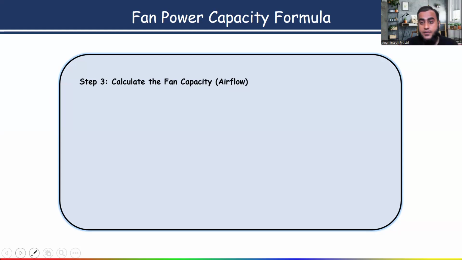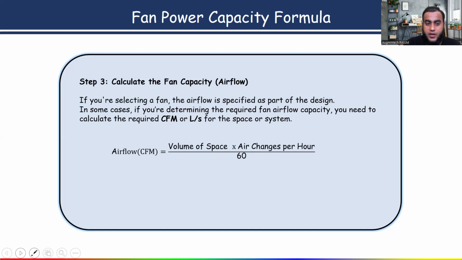So from where will you get this airflow capacity value? For that, the formula is given here. In some cases, if you are determining the required fan airflow capacity, you need to calculate the required CFM value for this space or system. The formula is simple: airflow in cubic feet per minute is equal to the volume of that space in cubic feet, correct, into air changes per hour, divided by 60. In this formula, the volume of space you can easily calculate from the layout in cubic feet.